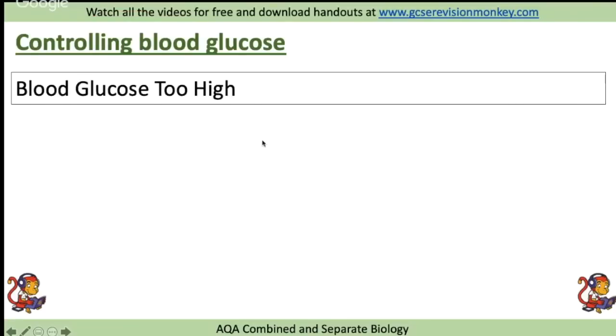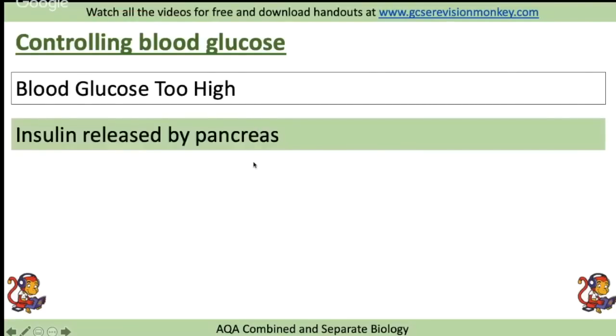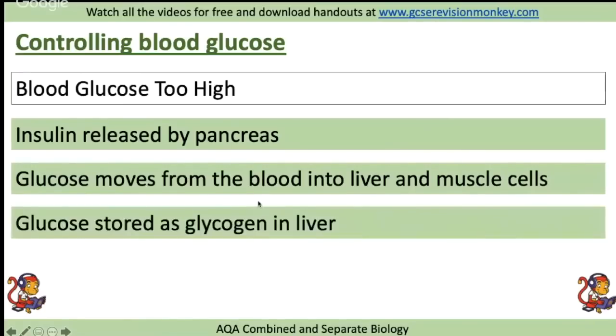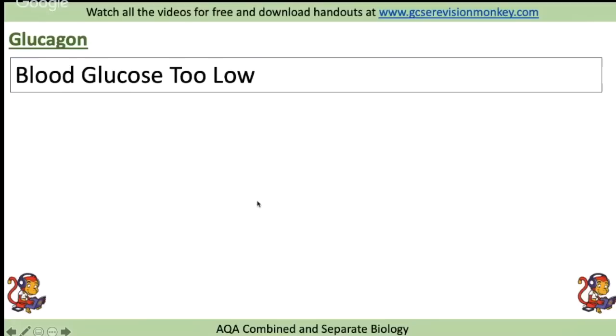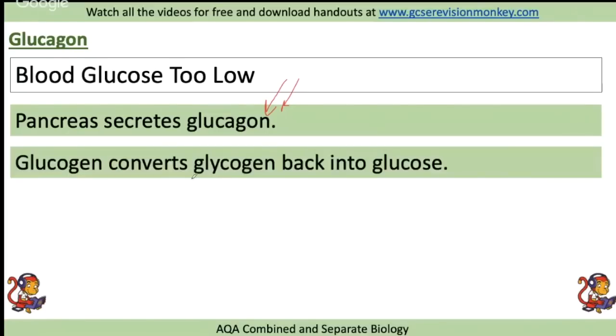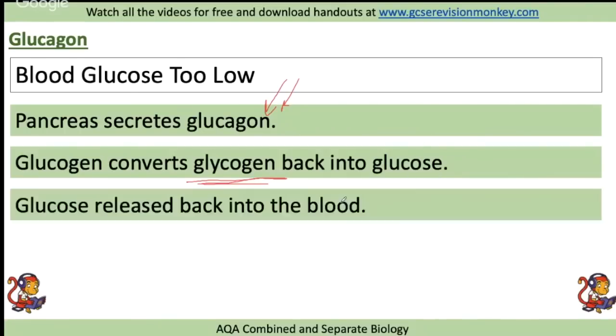So we said before, if the blood glucose level is too high, insulin is released by the pancreas, glucose moves from the blood into the liver and muscle cells, and the glucose is stored as glycogen in the liver. Now, you need to know the extra bit in what happens when the blood glucose level is too low. So here we've got a separate hormone. The pancreas now releases glucagon, and this hormone travels in the blood and it converts glycogen in the liver and the muscles back into glucose. And that glucose is then released back into the blood. So this part of it is higher tier only because this links into the idea of a negative feedback system.